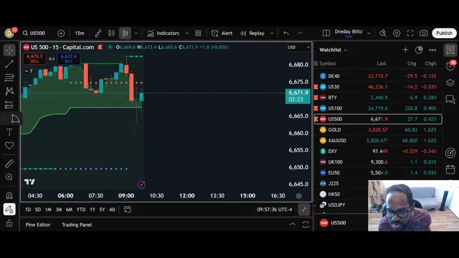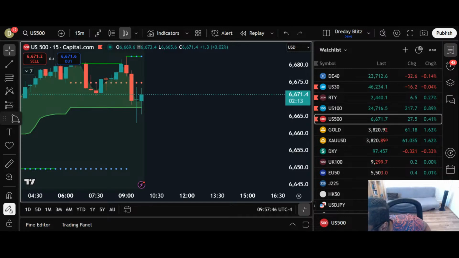But it may start to reverse and go up. So we'll wait and see. But for now, you should be overall in profit here in regards to your setups.